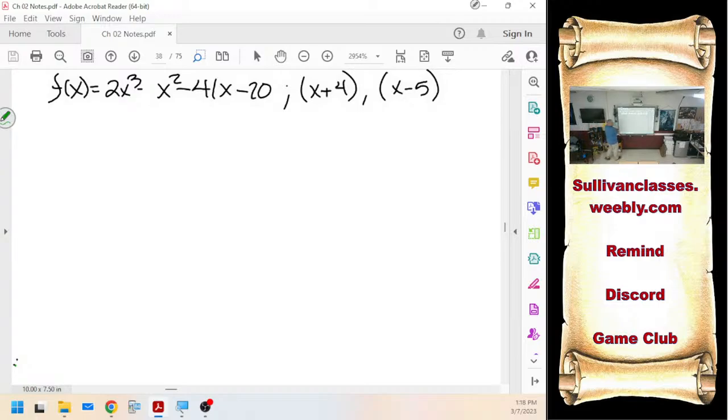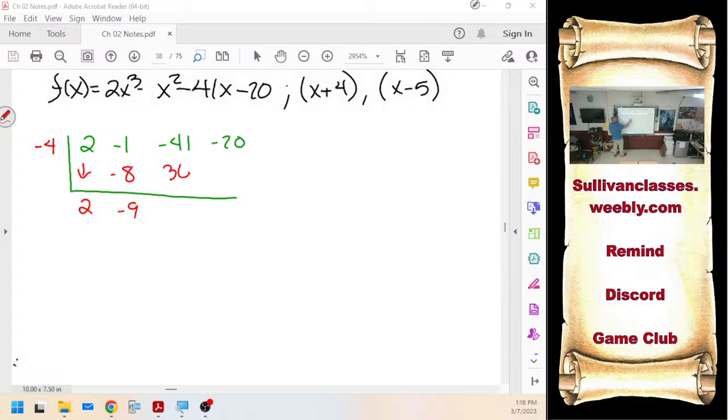When I go to divide, which one do I divide by first? Okay. Which one? 2, -1. Right there with B. I'm just going to show you that there's two ways to do it. Okay, 2, -1, -41, -20. And if I try -4 first, drop the first one, go -8, -9, 36, negative 5, 20. It works.